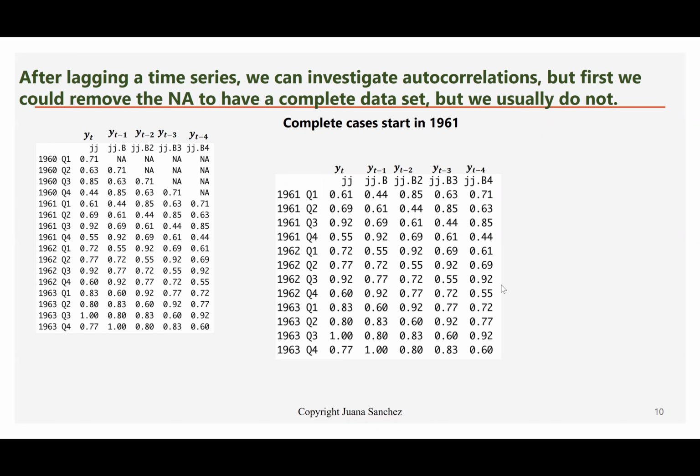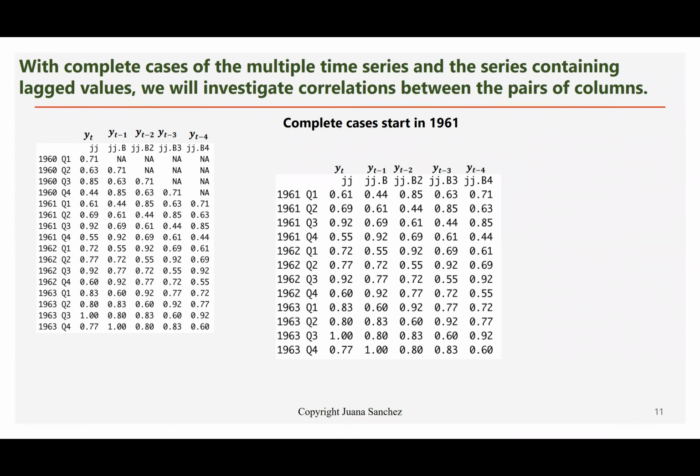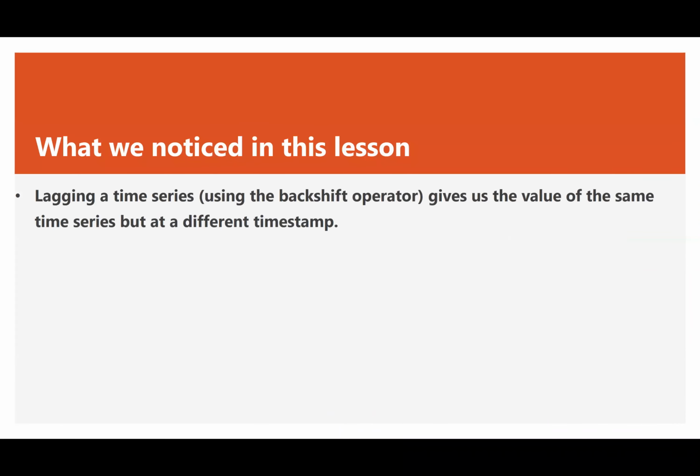And then at the bottom of the data set, we are going to cut it also where we start having missing values. When you run the code, you might want to see the whole data set. So we remove the NA to have a complete data set just to illustrate correlation between two variables. But notice that we can do better if we calculate correlation with more observations. If we do it pairwise, y t with y t minus 1, y t with y t minus 2, we want to use as much data as possible. And that's what we really do when we calculate the autocorrelation. So that's what we'll do in the next lesson.